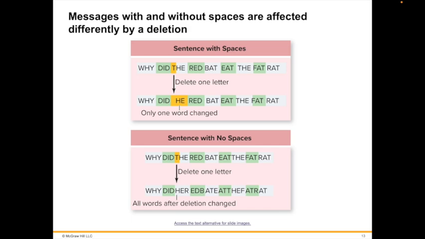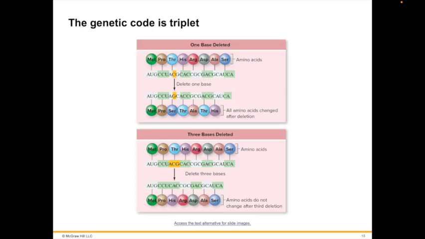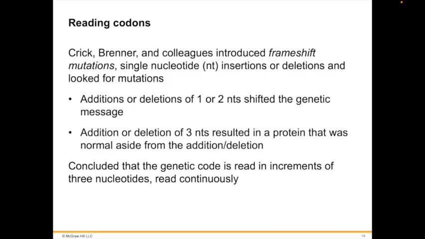And that is shown to you all here, the triplet code. These experiments indicate the importance of the reading frame for the genetic message. Because there is no punctuation, the reading frame established by the first codon in the sequence determines how all subsequent codons are read. We now call the kinds of mutations that Crick and Brenner used frame shift mutations, because they alter the reading frame of the genetic message. So this is what Crick and Brenner did along with their colleagues.